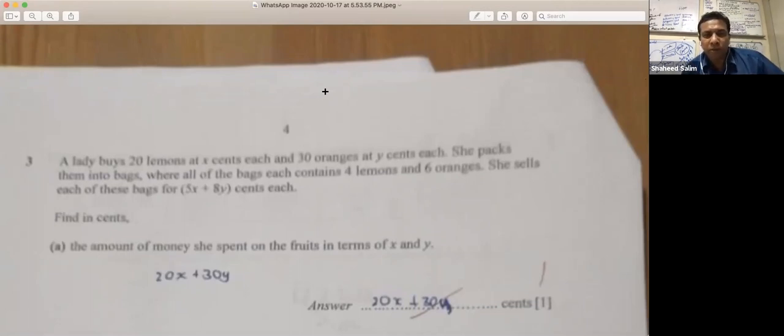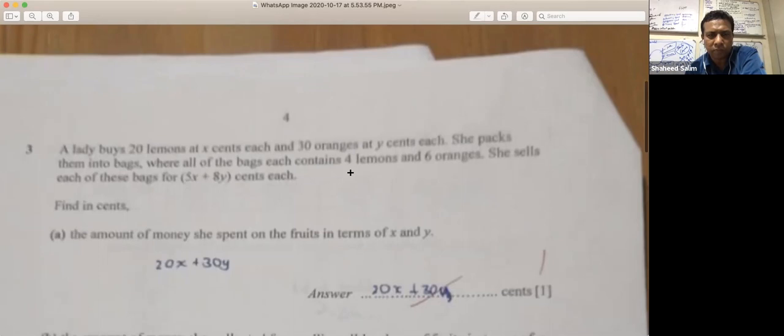She packs them into bags where 4 lemons, you get 5 packs. So she sells 5 packs, right? Hold on. She packs them into bags where each bag contains 4 lemons and 6 oranges. 5, 5. Okay.